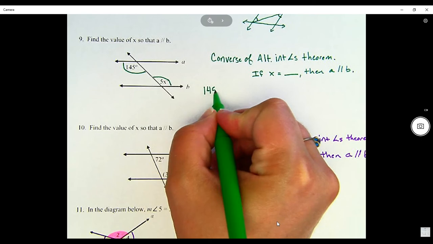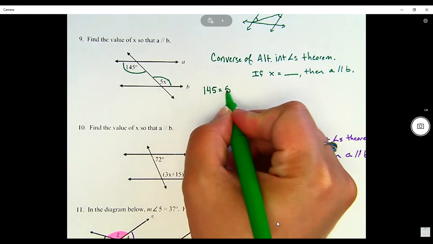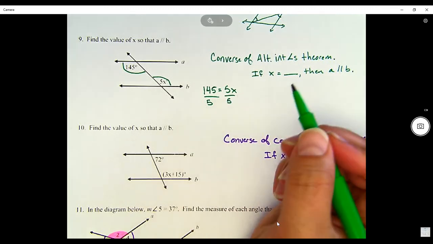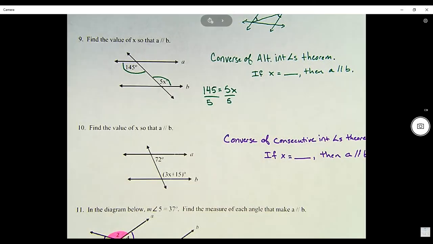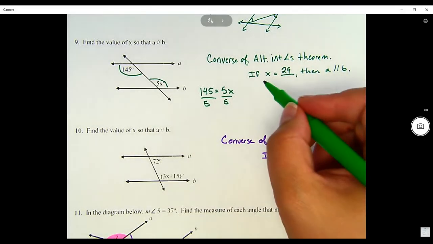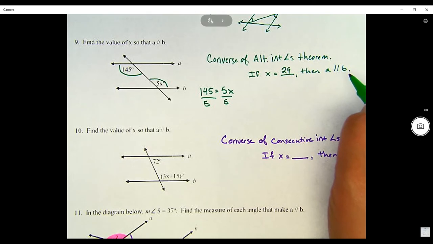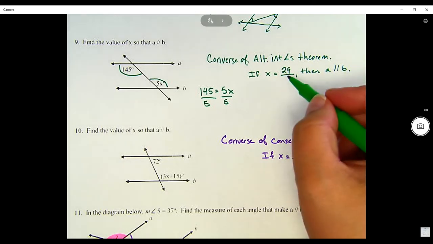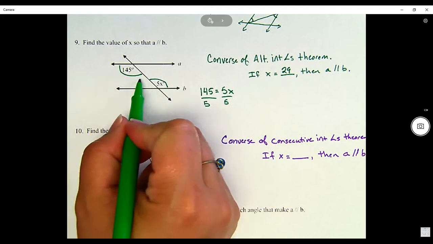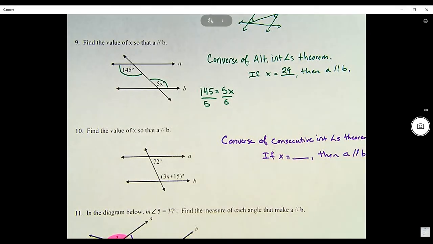So 145 equals 5x. And then you just divide both sides by 5. 145 divided by 5 is 29. Now, if x is exactly 29, then A is parallel to B. If x is anything more or anything less, then these two angles are no longer congruent and those lines are no longer parallel.